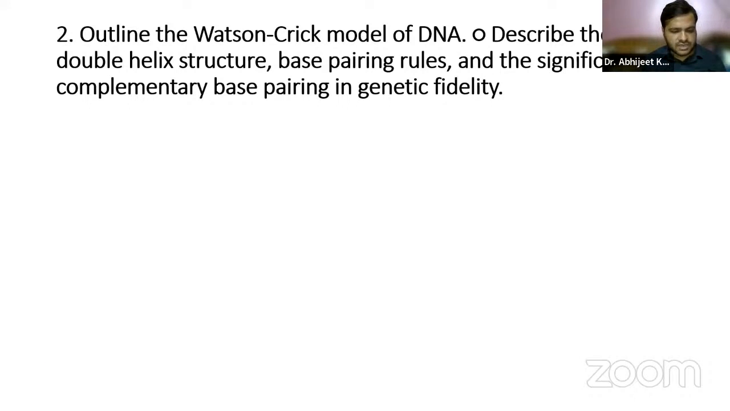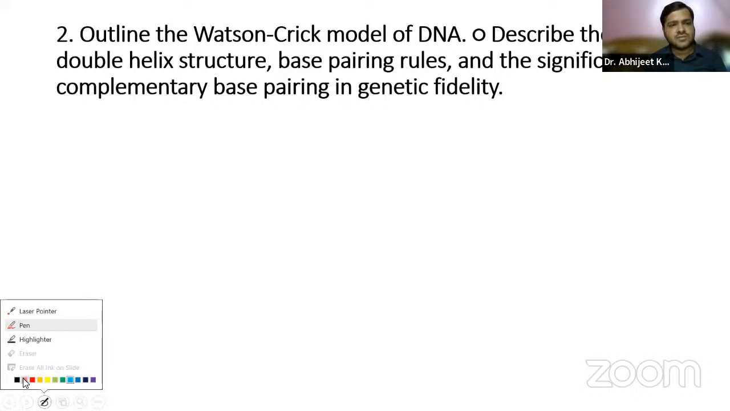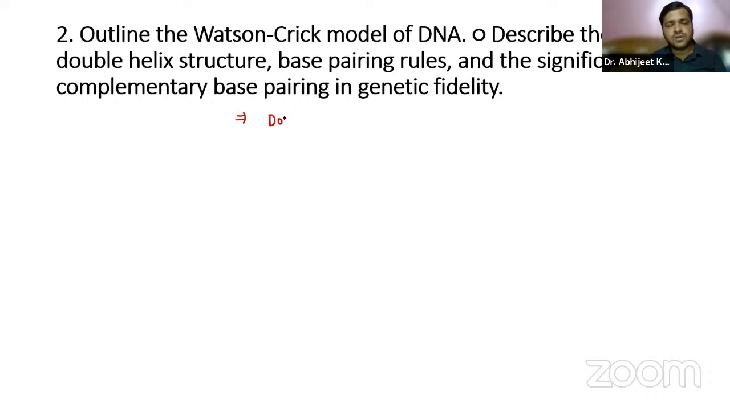Watson-Crick model of DNA. We have already discussed this, guys. I'm just writing all the points in short because we have already covered it before. It is a double helix structure, a twisted ladder kind of structure, right? The strands run in opposite directions, 5 prime to 3 prime and 3 prime to 5 prime. Anti-parallel, with one oriented from 3 prime to 5 prime and the other from 5 prime to 3 prime, right?